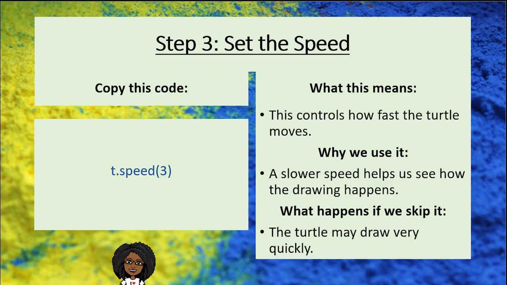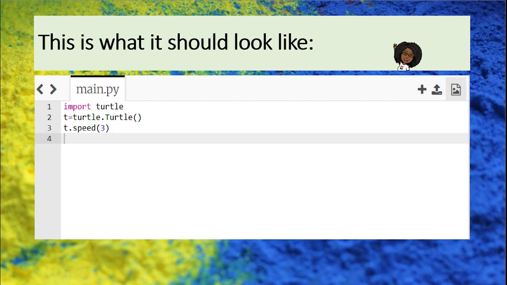Step 3. Copy this code. You can pause the video while you type. What this means? This controls how fast the turtle moves. Why we use it? A slower speed helps us see how the drawing happens. What happens if we skip it? The turtle may draw very quickly. This is what it should look like.